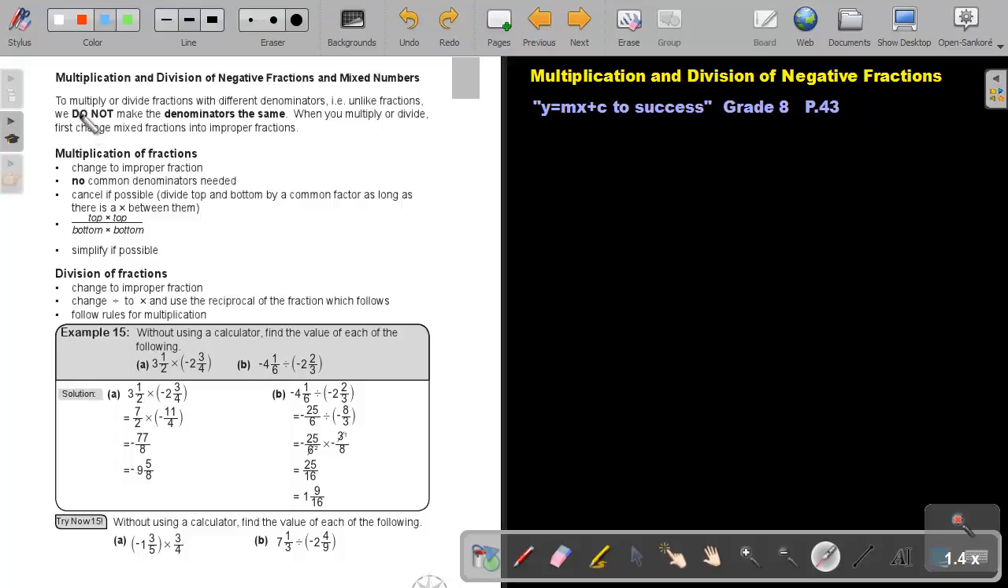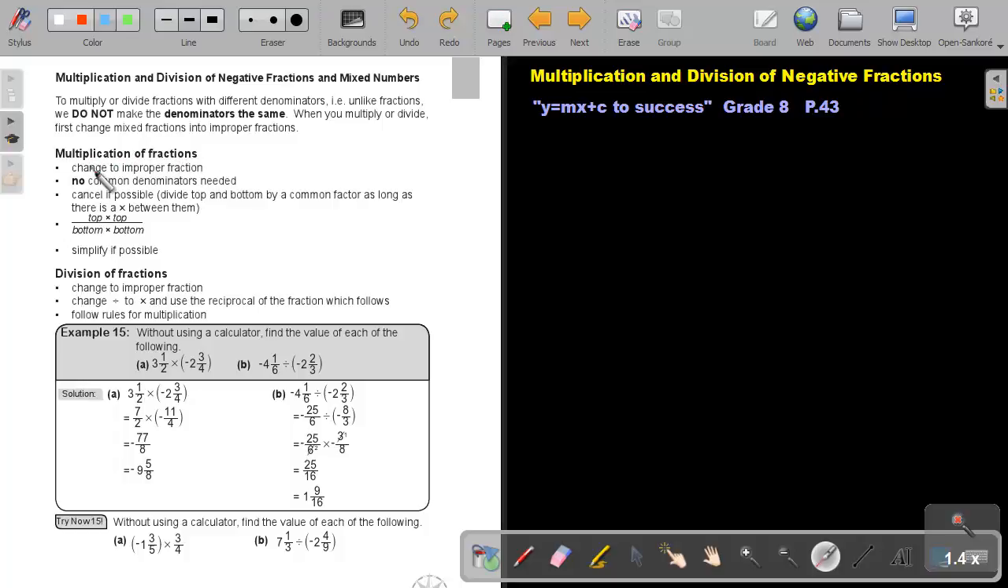To multiply or divide fractions with different denominators, for example, unlike fractions, we do not make the denominators the same. We only make it the same in addition and subtraction. When you multiply or divide, first change mixed fractions into improper fractions. Now, let's look at multiplication of fractions.